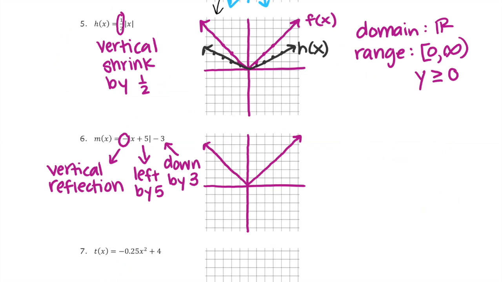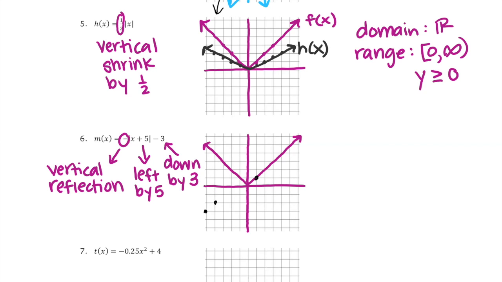I'm going to take my 0, 0. I'm going to go left by 5, 1, 2, 3, 4, 5, and down 1, 2, 3. Okay, so then the point 1, 1 here, it's going to go left by 5, 1, 2, 3, 4, 5, and down by 3, 1, 2, 3. Okay, so it gets here.